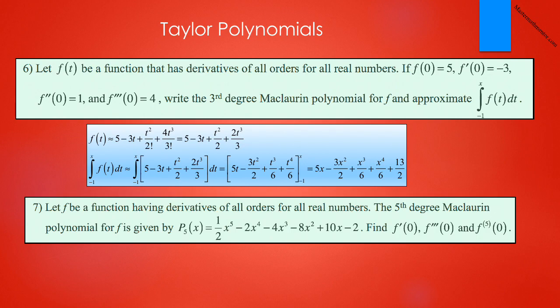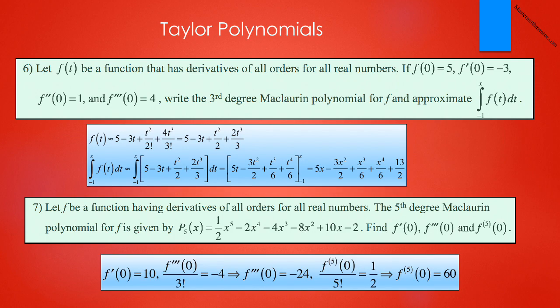Number 7 reads, let f be a function having derivatives of all orders for all real numbers. The fifth degree Maclaurin polynomial for f is given by P5 of x equals 1/2 x to the fifth minus 2x to the fourth minus 4x to the third minus 8x squared plus 10x minus 2. We'd like to find f prime of 0, f triple prime of 0, and the fifth derivative at 0.